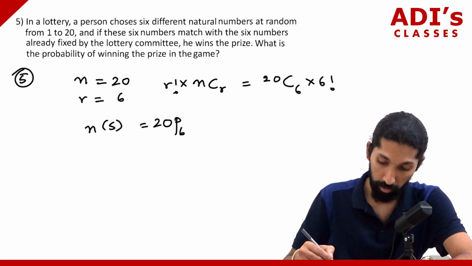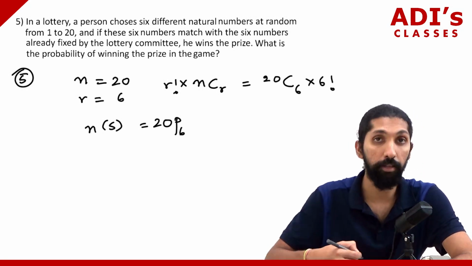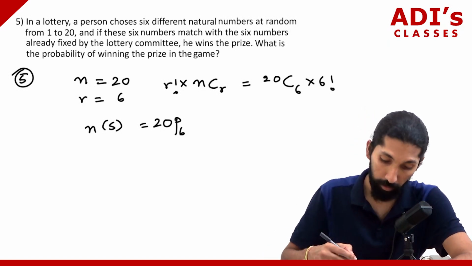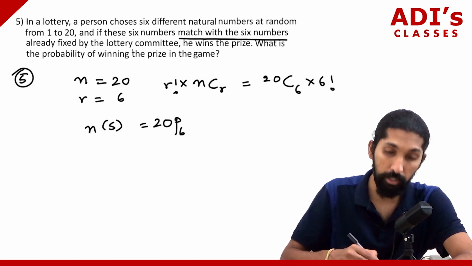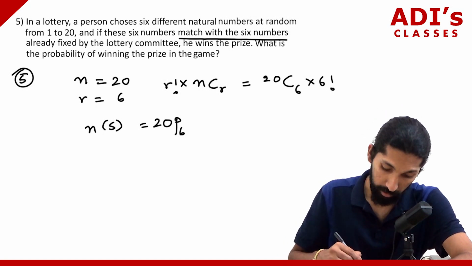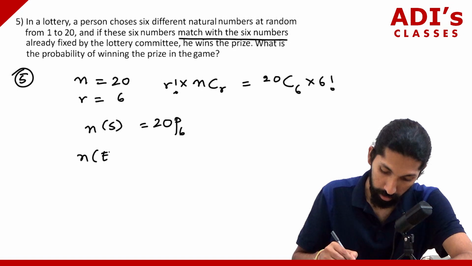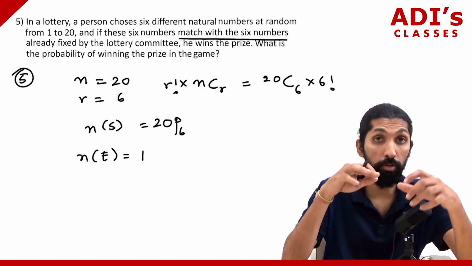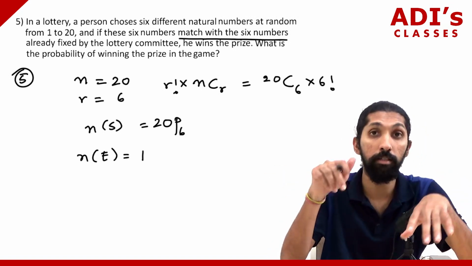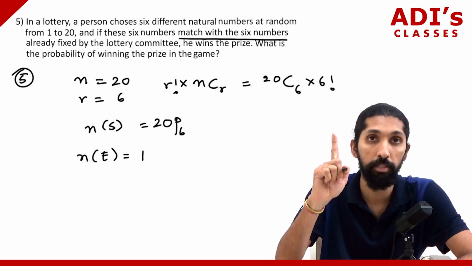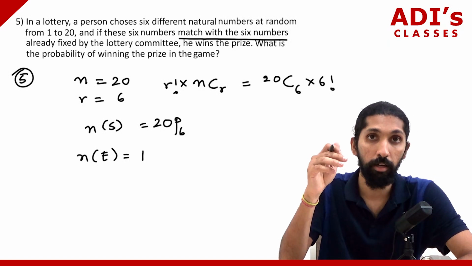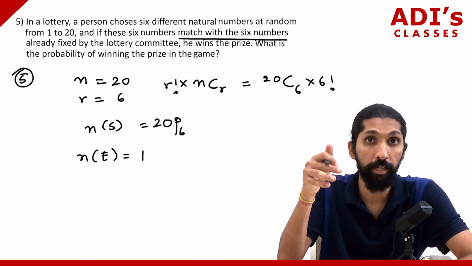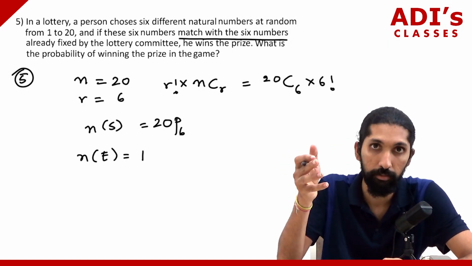Understood? So it's 20P6. This is the value. Now, number of possibilities, what? The match with all the 6 numbers. That means n(E) is just 1. That means out of all those possibilities, there's one number which is going to match, isn't it? Just one combination. It can be like 2, 2, 5, 4, 8, 4, something like this.